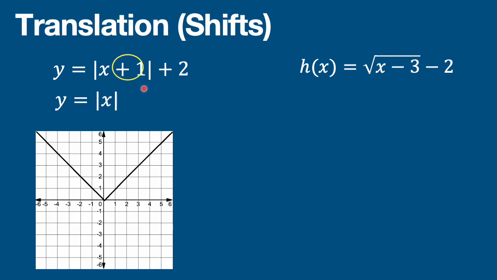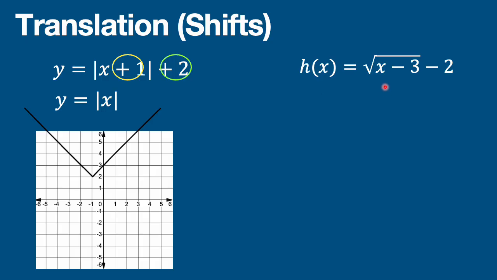That's going to shift to the left because it is positive. Outside is going to be 2. That's going to move up 2 units, right? You're going to move up 2 units. That's how to sketch it. Guys, does it make sense? Have another one.